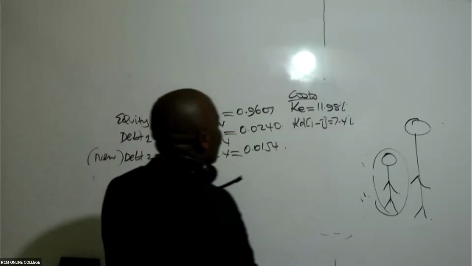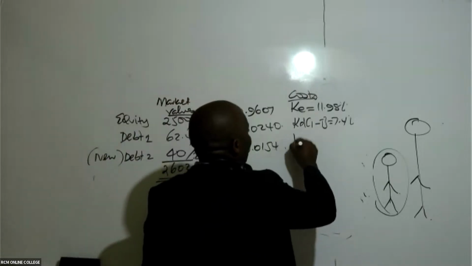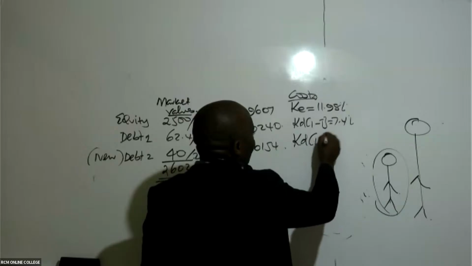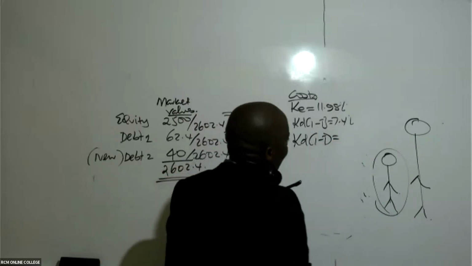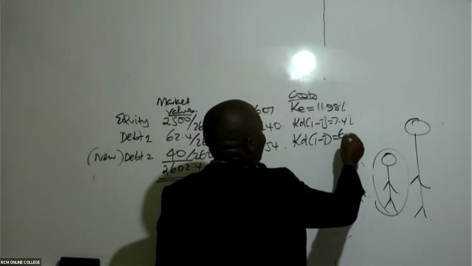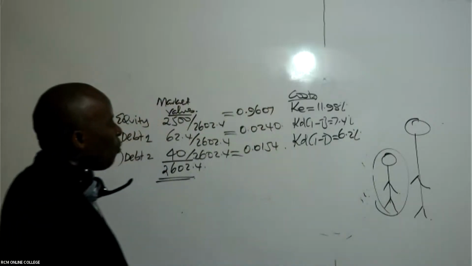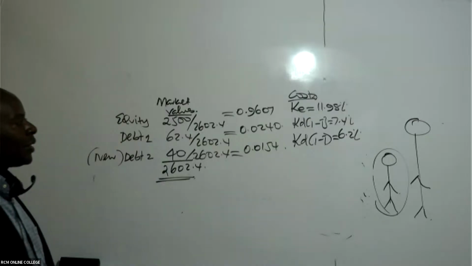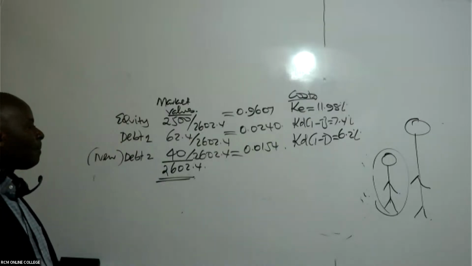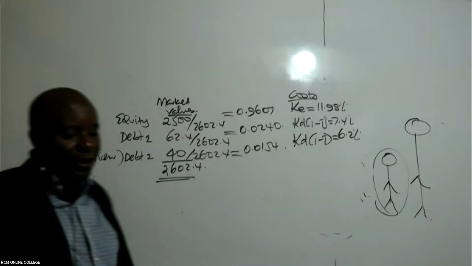Can you kindly give me this KD after tax, the one that we've just gotten here? After tax, was it 6.2%? 6.2%.